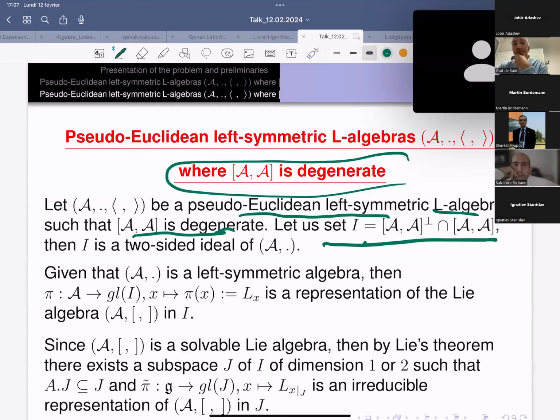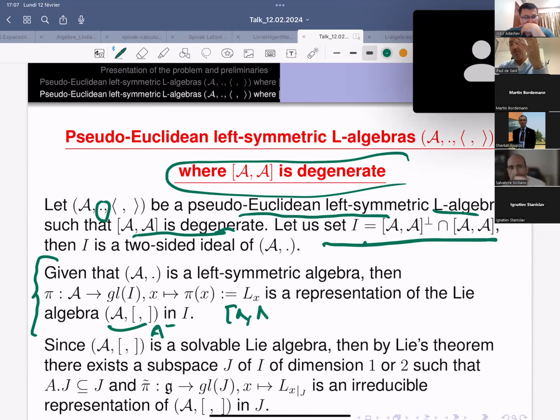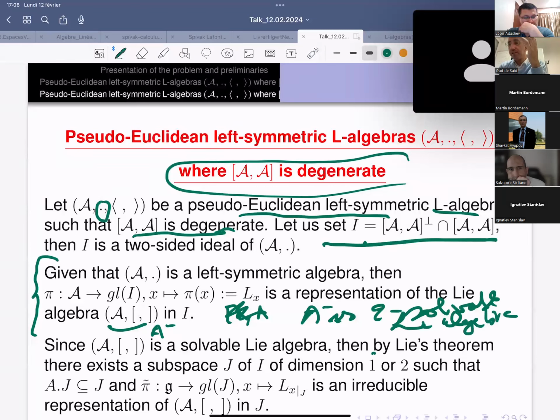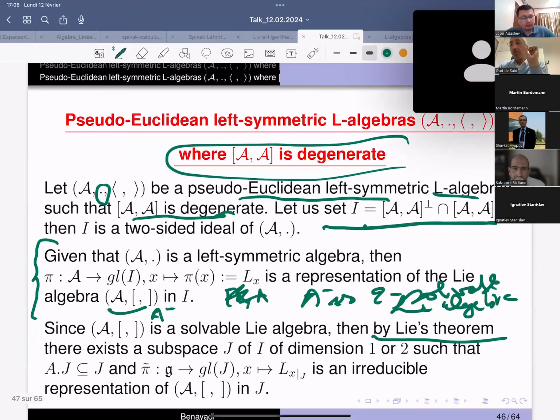And you can consider this representation of the Lie algebra. This representation by the multiplication is given by this one, and this is the representation of R minus 1. In this case, we know that A minus is a solvable algebra, and Lie's theorem gives us an ideal of dimension 1 or 2.